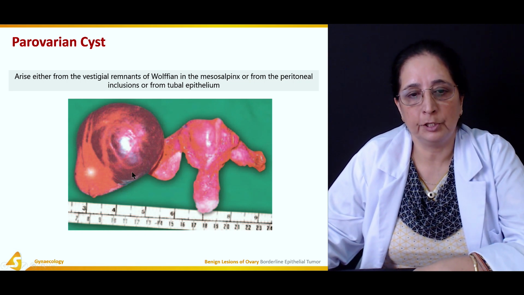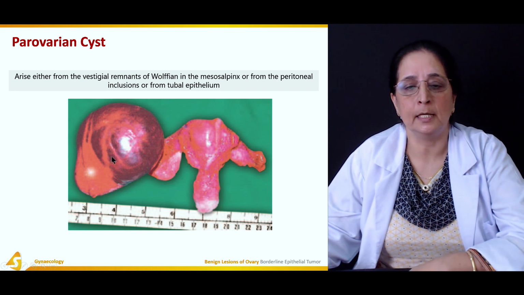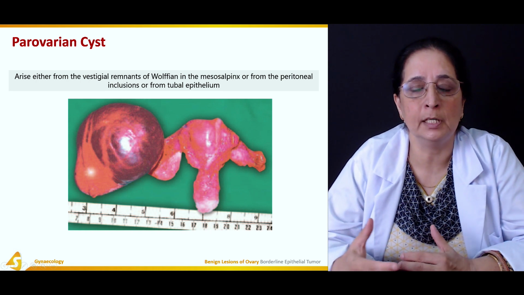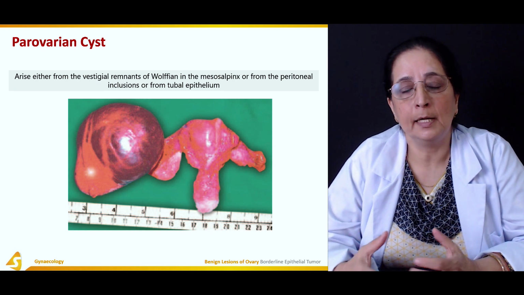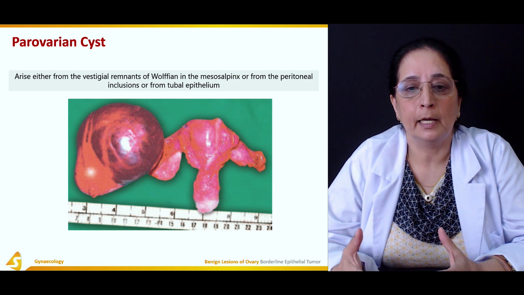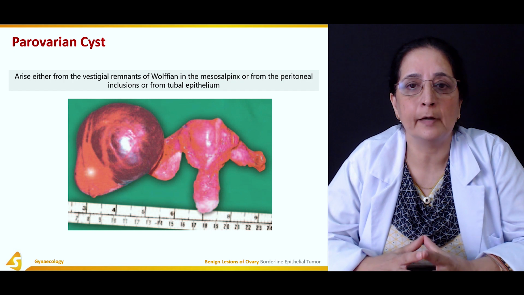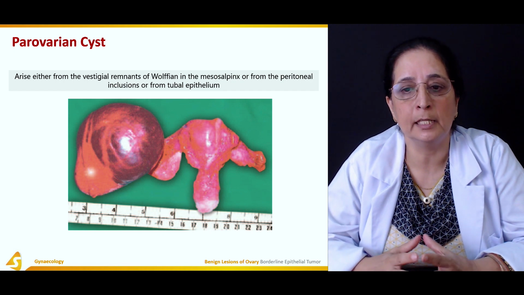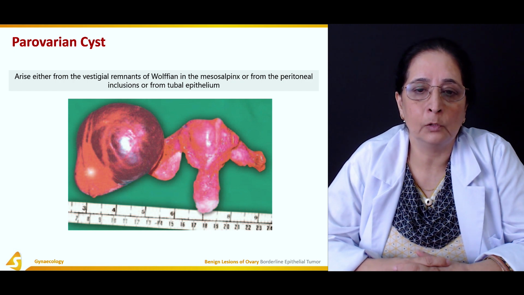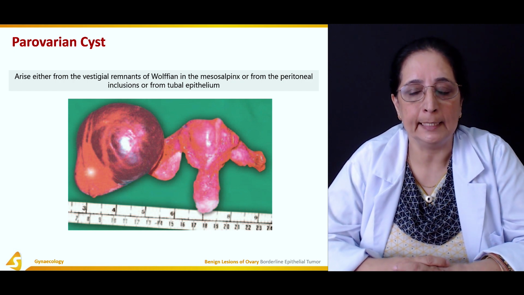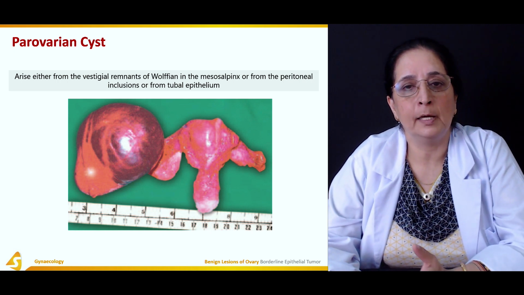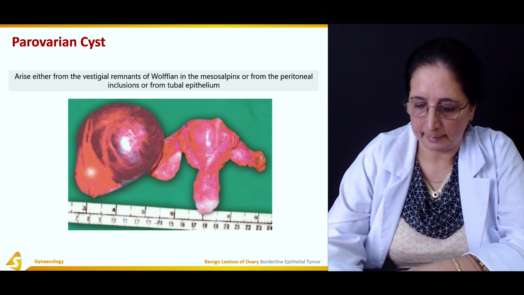This is the picture of para-ovarian cyst, and it arises as vestigial remnant. Vestigial is embryonic remnant that doesn't disappear or regress, and it arises from the vestigial remnant of Wolffian duct in the mesosalpinx, or from peritoneal inclusion or tubal epithelium. So there are three main sources from where this para-ovarian cyst develops.